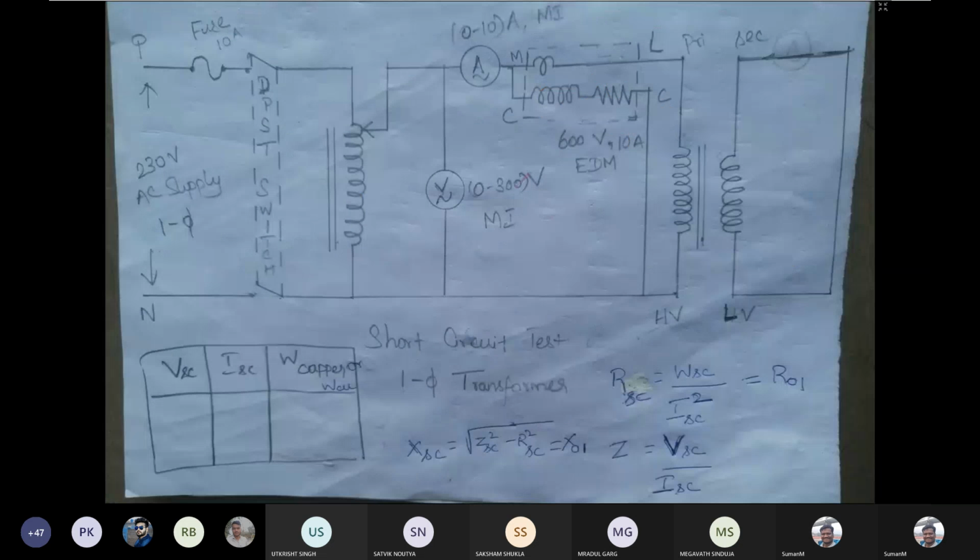Now in the short circuit test, what we are going to do is short circuit the low voltage winding, and give the source to the high voltage winding. Similar procedure. Only thing is here the transformer is kept at zero, initial position at 0 volt. Then we will increase the voltage from zero to some value, which will give rated current through this meter.